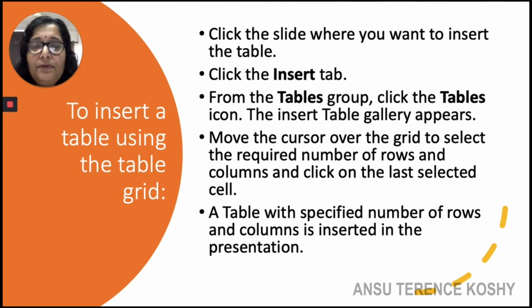As I've said before, you have to click on the slide where you want to insert the table. Click the Insert tab. In that there is a Tables group. The Tables icon will come. From that, you have to move the cursor along the grid to select the required number of rows and columns and then click on the last square. A table with specified number of rows and columns will appear on your slide.